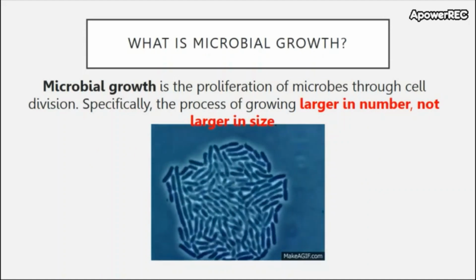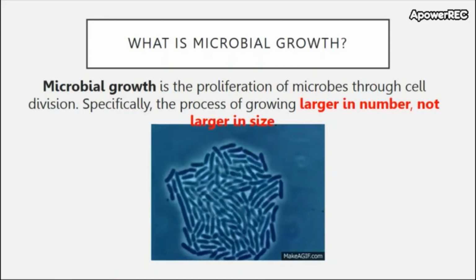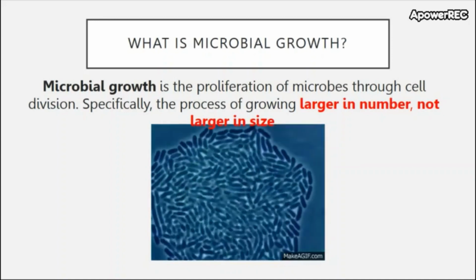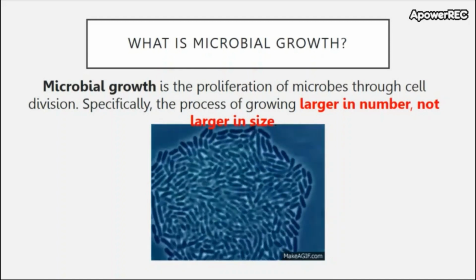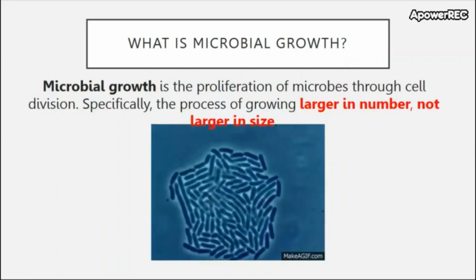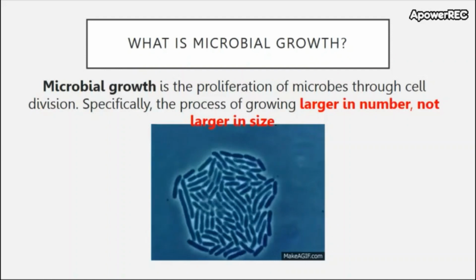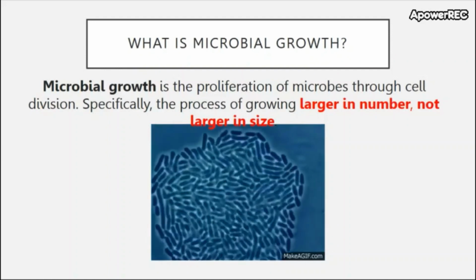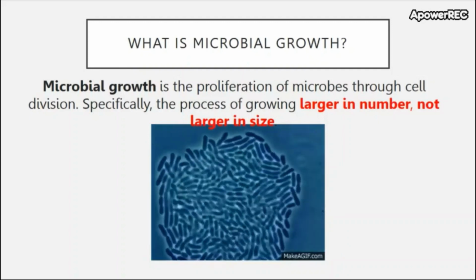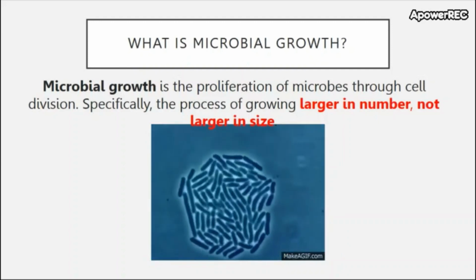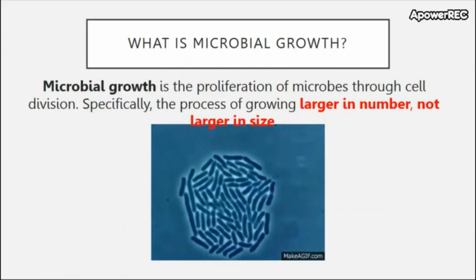So that brings us to the definition of what is microbial growth, which has a very specific definition. It is the proliferation of microbes through cellular division. So specifically, this is the process of growing larger in number, not larger in size. So more members of a population, not just bigger members. Unlike with humans, you might think of human growth as you growing up from a baby to an adult. Microbial growth is specifically about population growth.